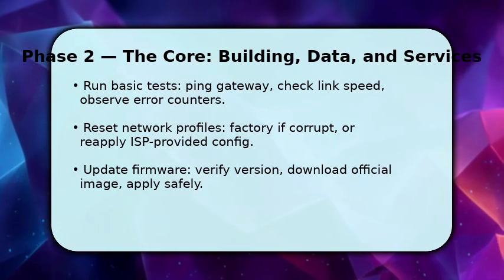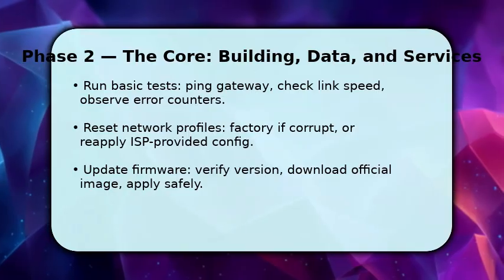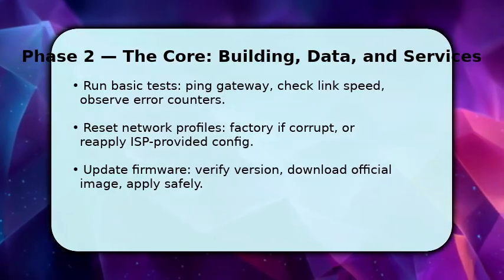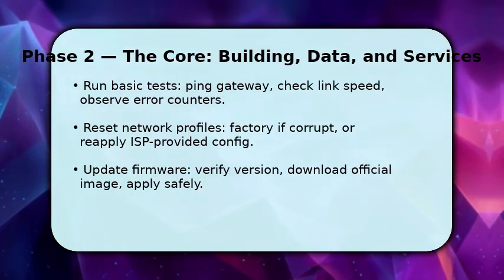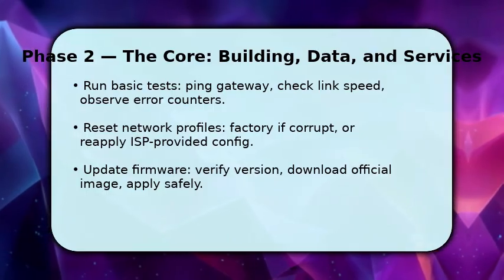Now diagnose the connection and fix misconfigurations. Begin by pinging the gateway and checking link speed and error counters in the interface. These tell you if the line or optics are at fault.